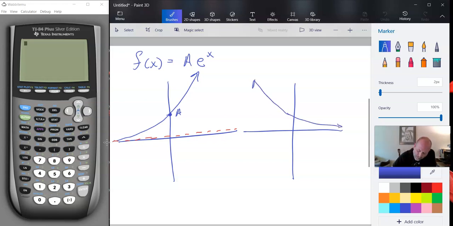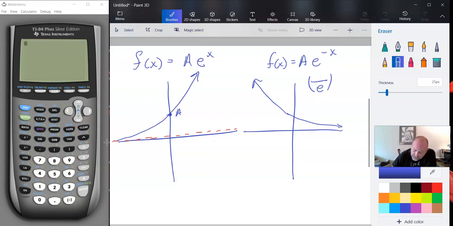We don't usually write 1 over e. What we do instead is we use a negative exponent. And so if it's f of x equals a times e to the negative x, that negative up there is what switches which direction it goes. Remember, e to the negative x is the same thing as 1 over e to the x. So it is a fraction. There's no difference between these two expressions. E to the negative x and 1 over e raised to the x are the same quantity. So it's another way of writing a fraction. You just use a negative exponent instead.